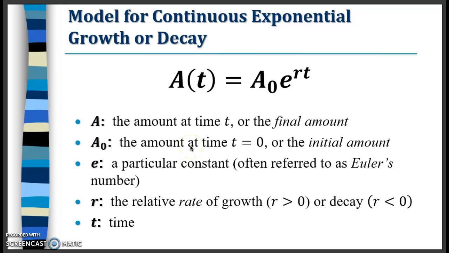So here's our model. It's a function in terms of time. A is the amount at that time, or the final amount. A naught is the initial amount, kind of like P when you have P e to the RT, right? It's like our initial principal, but in this case we're not talking about principal necessarily. E is a particular constant. It's actually called Euler's number, so it's E. R is the rate of growth.